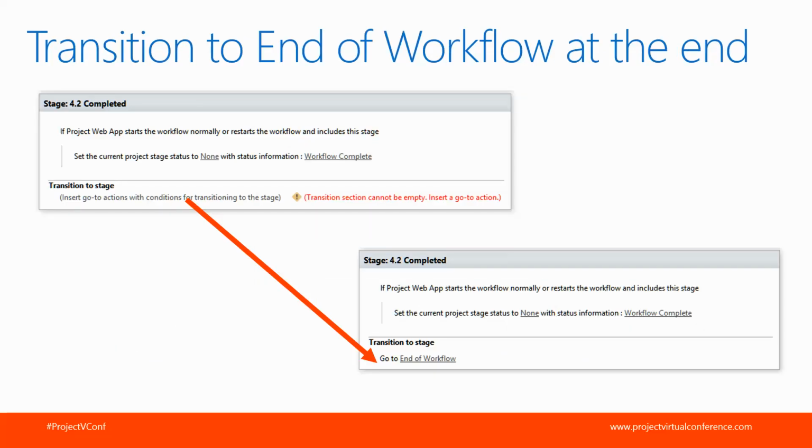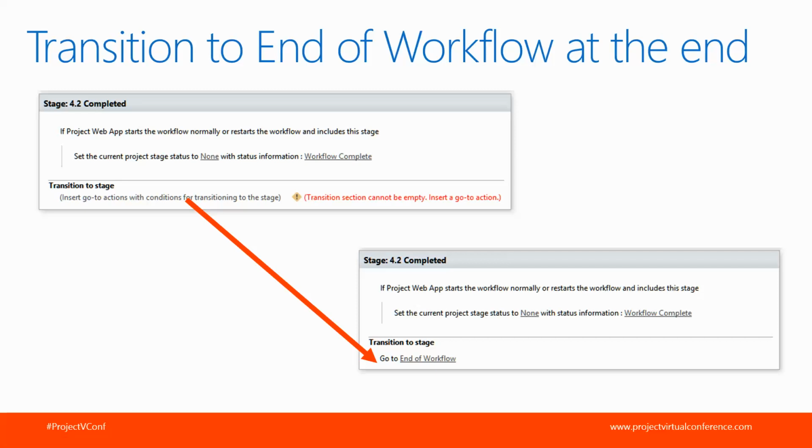So we were talking about transitions, and I wanted to make a note here that if you have a stage and maybe it's your final stage, as I've shown here, the completed stage, and you're thinking, well, it doesn't really need to transition anywhere, it's done at that point. If you go ahead and try to publish that workflow, it'll give you a warning that the transition cannot be empty. You must have some go-to.